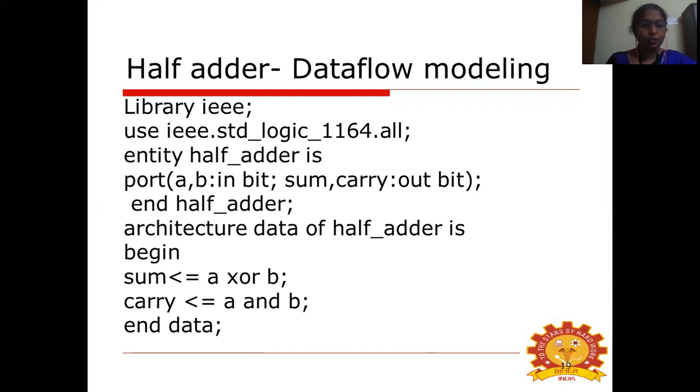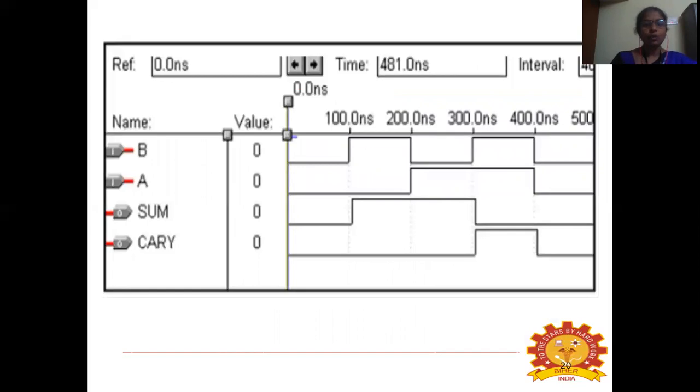A and B is XOR, which is sum. A ANDed with B, which is carry. So the functionality verification is done using the waveform window, which is done using ModelSim. When A and B are 0, 0, from 0 to 100 nanosecond, the sum is 0 and carry is 0. From 100 to 200 nanosecond, B is 1 and A is 0.